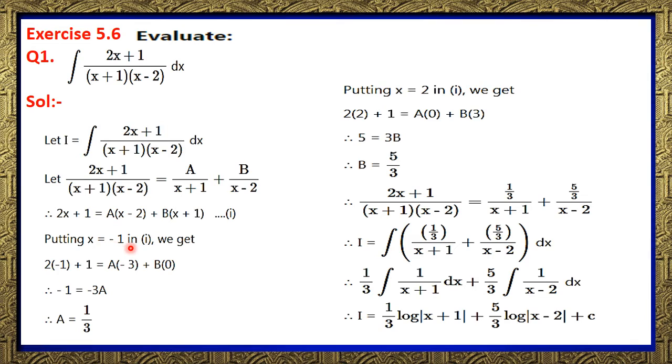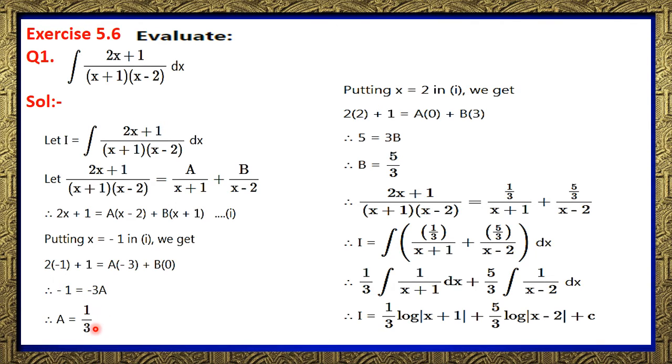Now we need to calculate a and b, so we apply the method of substituting certain values. First we can make the term containing b zero by taking x equal to minus 1. Then b into minus 1 plus 1 is 0, so b into 0 will be 0. Then we get the value of a. That is, 2 into minus 1 plus 1 is equal to a into minus 1 minus 2, which is minus 3. So minus 1 is equal to minus 3a, then a is equal to 1 upon 3.